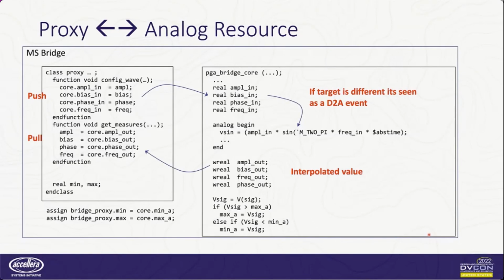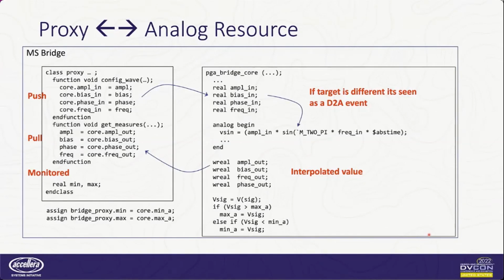We can also have pull functions. This would probably be used inside the monitor to get values out of the eventually the DUT, but in this case it's getting them from the core. And so here the get measures will be called. The values from the core, the amplitude out, bias out, phase out, frequency out, will be read and put into the corresponding variables that will be passed back through the get measures function into the monitor. And so you can read values out of the core, which is connected to the DUT.